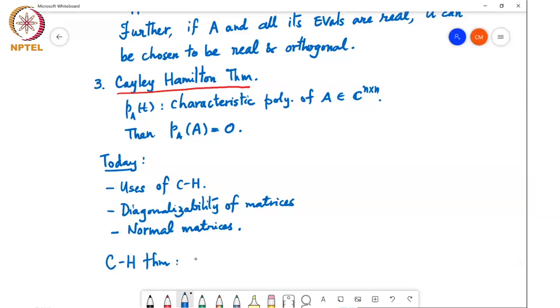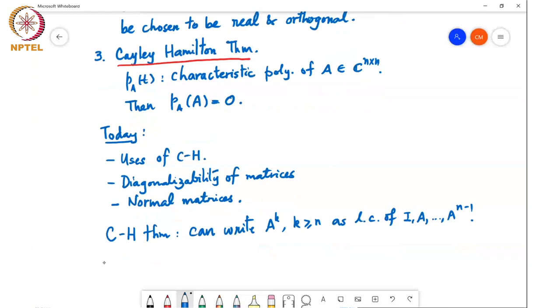This is an application that I suppose most of you have seen in your undergraduate program. So we can write A power k, k greater than or equal to n, as a linear combination of I, A, up to A power n minus 1. So we'll just illustrate this with an example. So suppose A was the matrix 3, 1, minus 2, and 0.